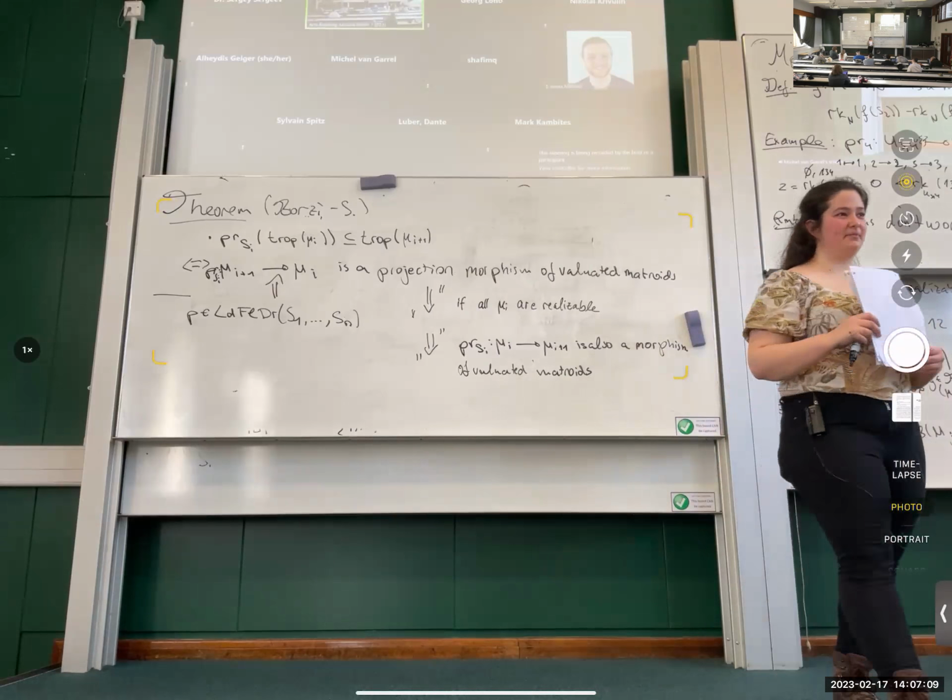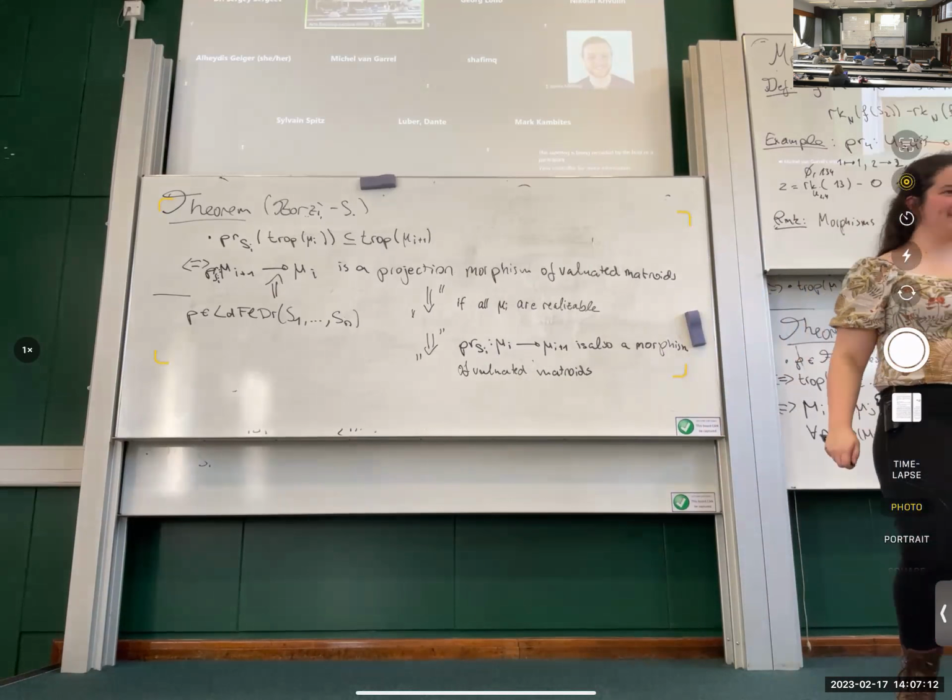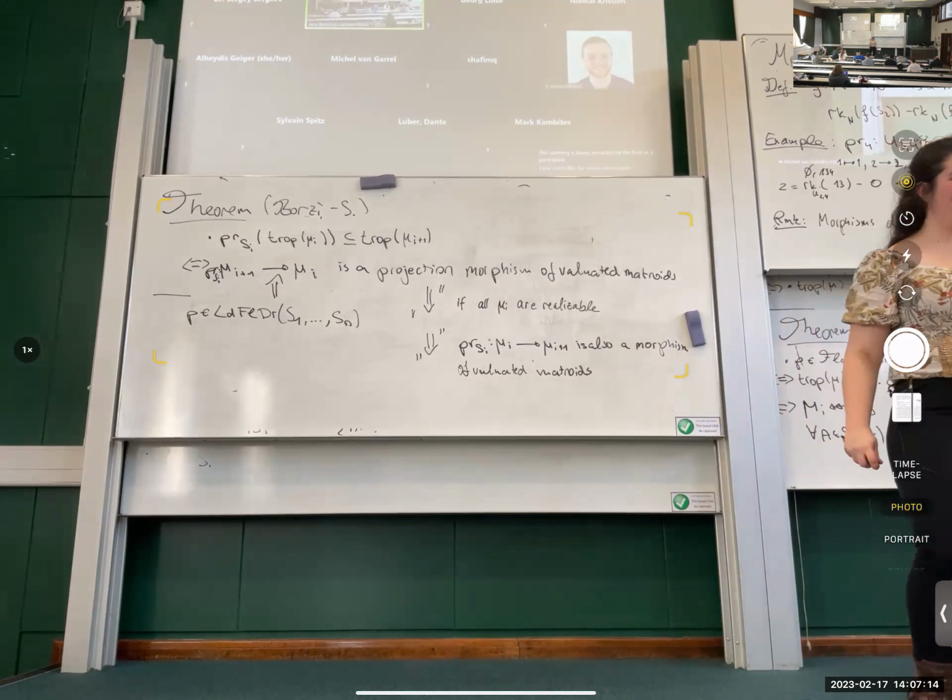So now I have some pictures of linear degenerate flag varieties. If you can share them, Dante, please. Sure.